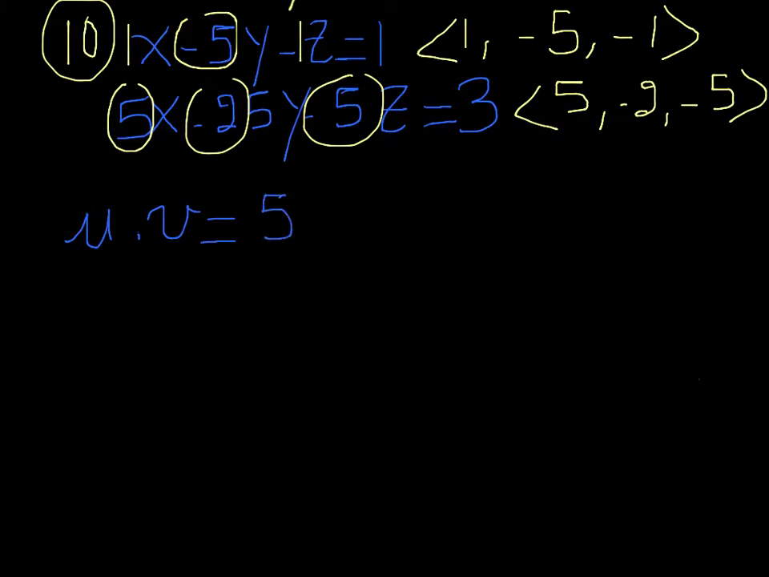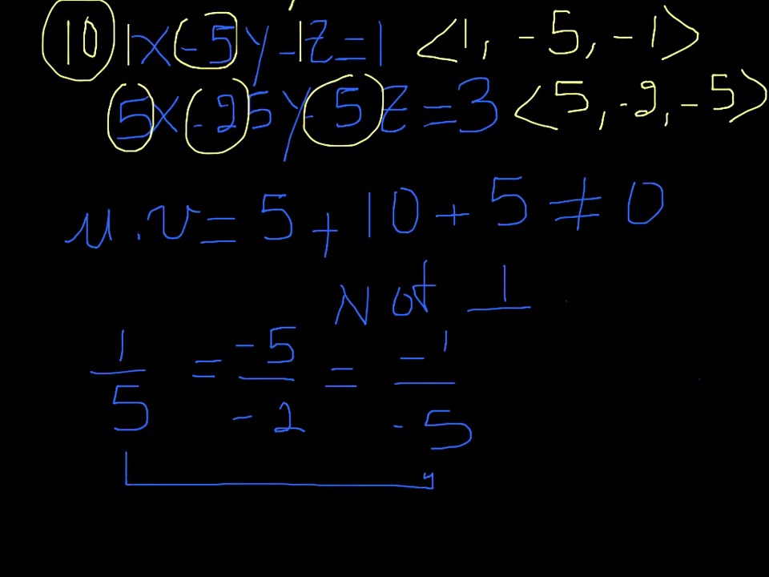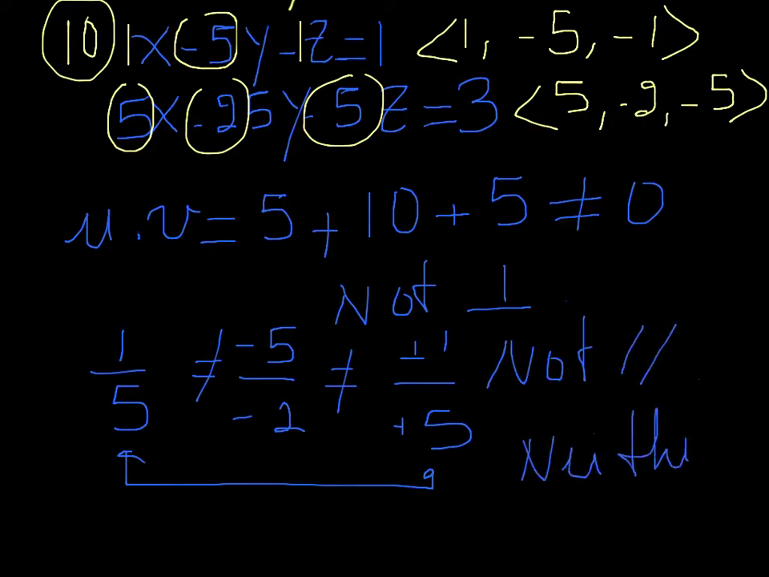1 times 5 is 5. Negative 5 times negative 2 is 10. 1 times negative 5 is positive 5. That's definitely not going to be 0. They're not orthogonal. Next, we're going to see if they are multiples of each other. Does 1 over 5 equal negative 5 over negative 2? Does it equal negative 1 over negative 5? Even though those two are equal to each other, they're not equal to the middle one, therefore they're not parallel. So these two planes are neither.